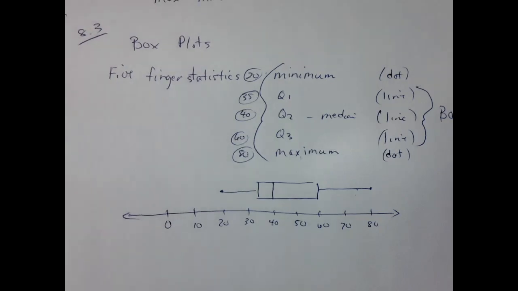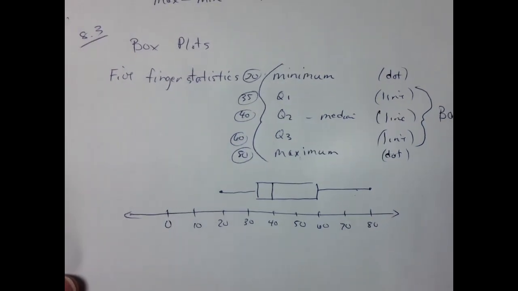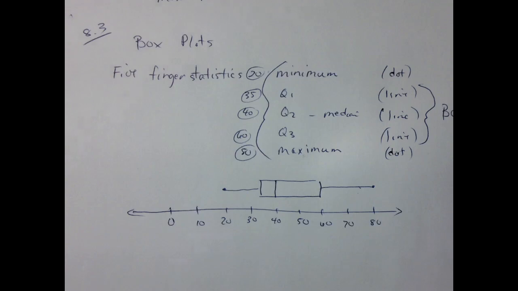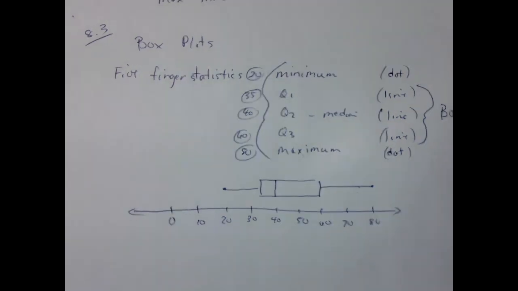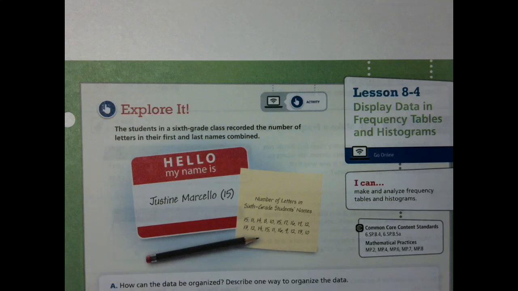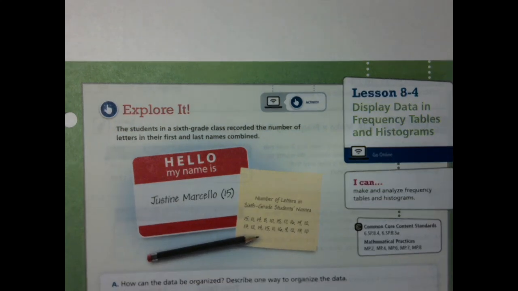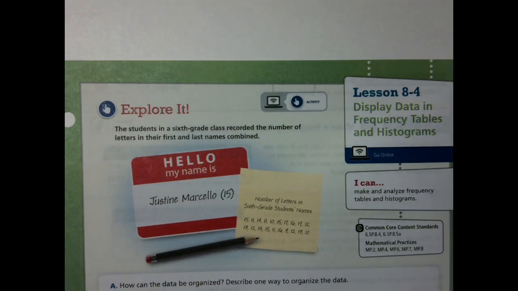All right, so that leads us to today, which is lesson 8.4. So today, students, you're going to learn how to take some data and display it in frequency tables and histograms. Okay? So in the I can statement, it says we're going to make and analyze frequency tables. The word frequency means how often something happens, and histograms. Okay, so a histogram kind of looks a little bit like a bar chart, but it's a little bit different.